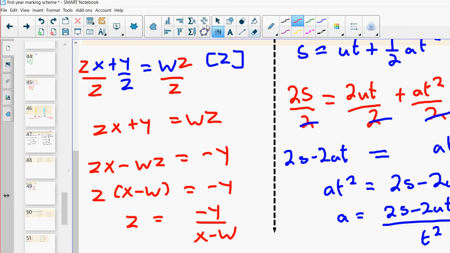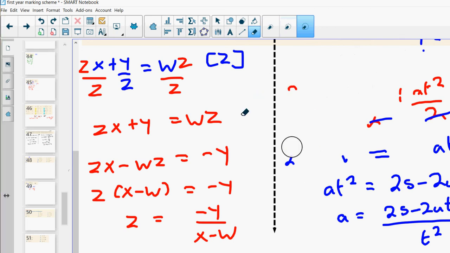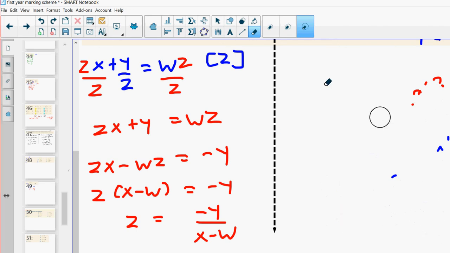Okay, did anybody get y over w minus x? You're also correct. Now if I multiply the top and bottom by minus 1, what happens? Minus y turns into x, x turns into minus x, and minus w turns into w. Essentially what would happen is something like this.